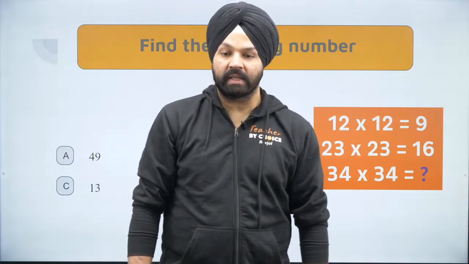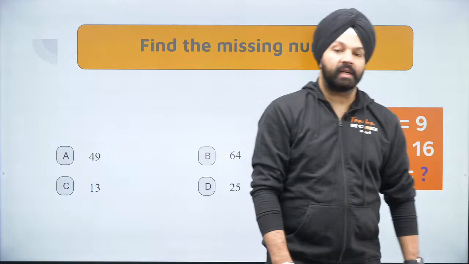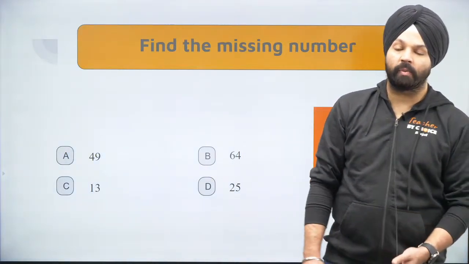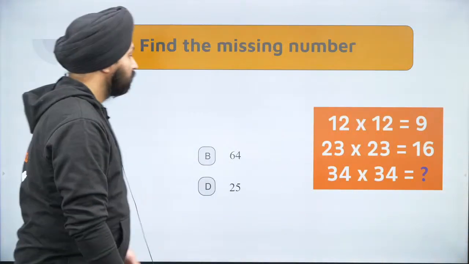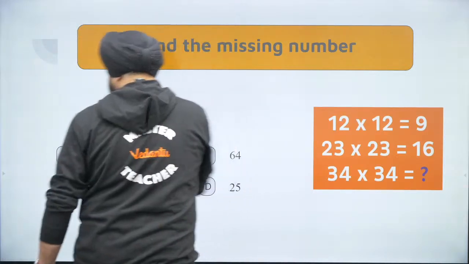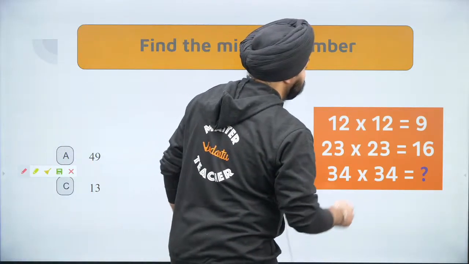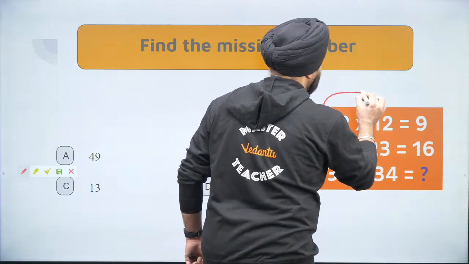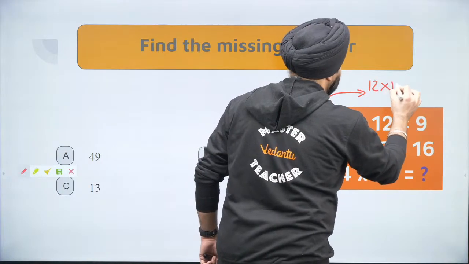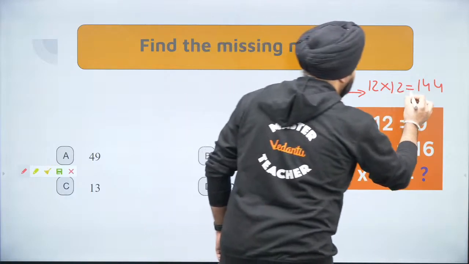Okay, now people are posting answer as 25, 13. Okay, 2 answers are there. 25 means B option, 13 means C option. Let's solve this. Let's solve the second question for the day. Now, 12 into 12. We all know what is 12 into 12, right? What is 12 into 12? That is 144.